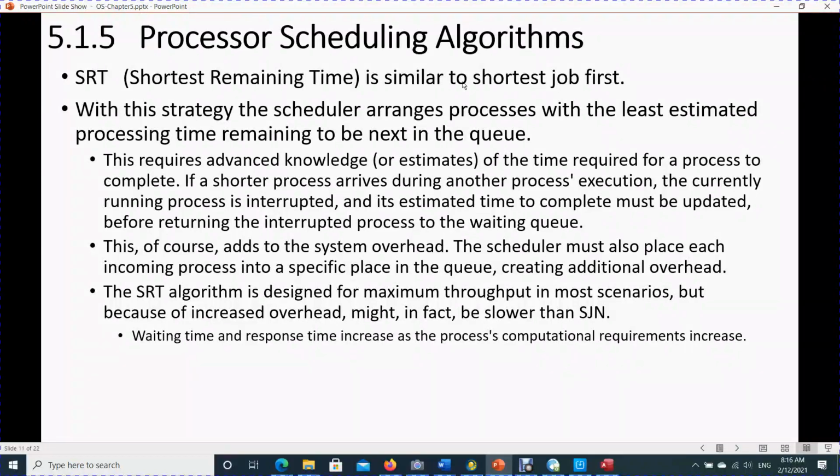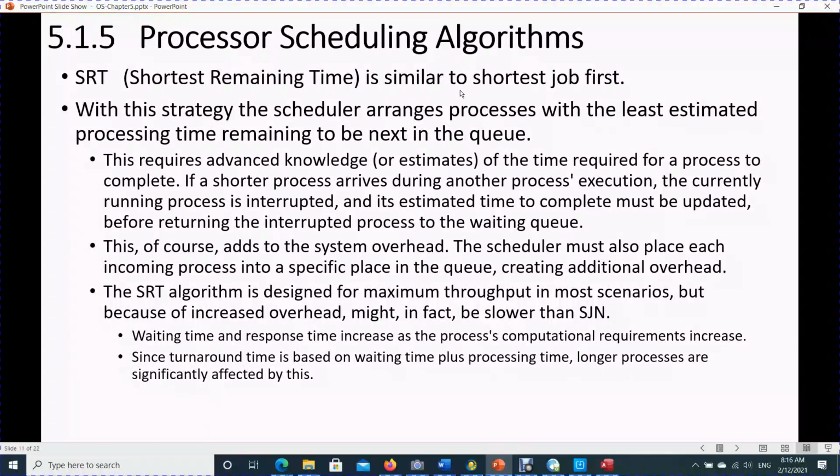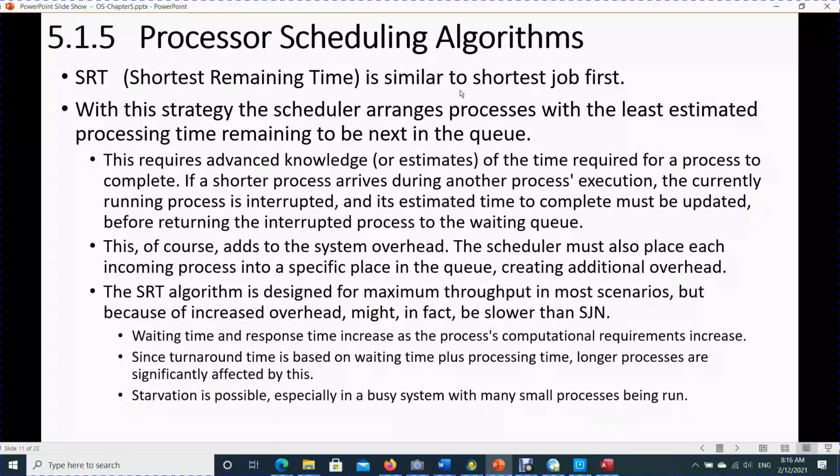Since the waiting time and the response time both increase as the process computational requirements increase. Turnaround time is based on the waiting time plus processing time, so longer processes are particularly affected. Starvation is a distinct possibility for longest processes, especially if it's a system where many small processes show up.